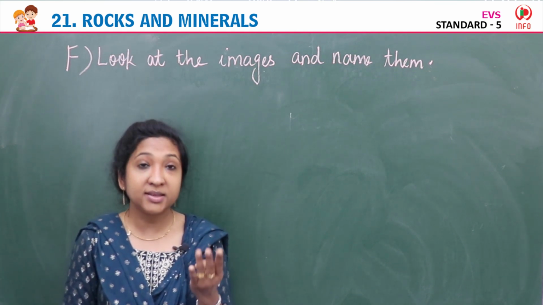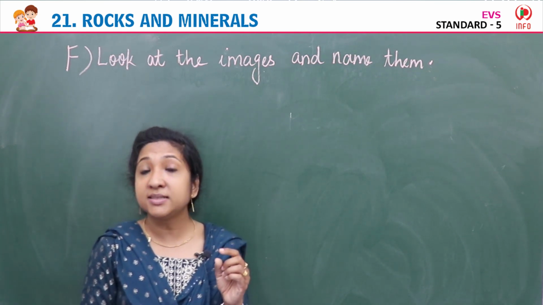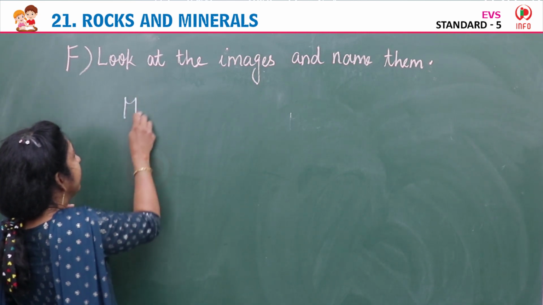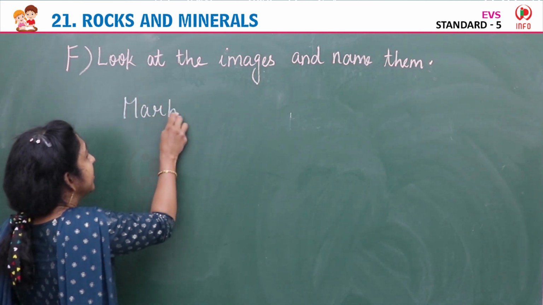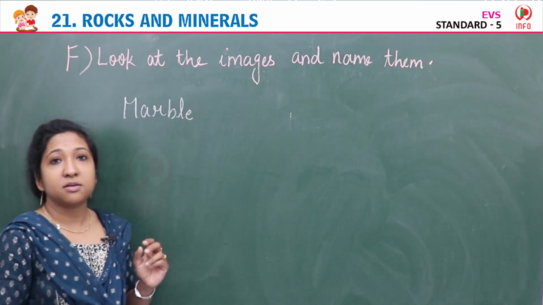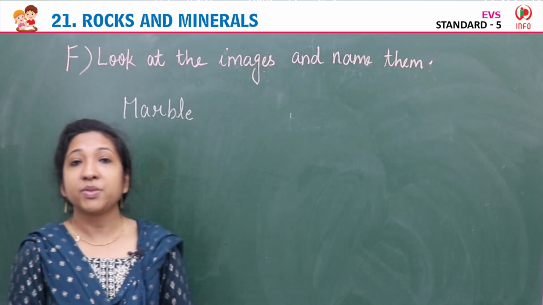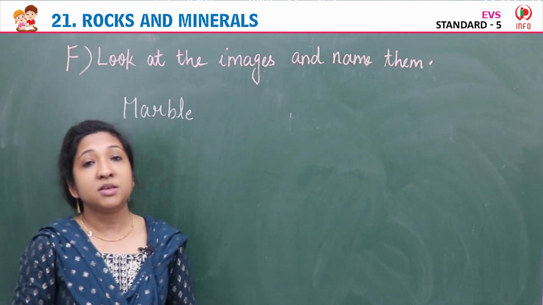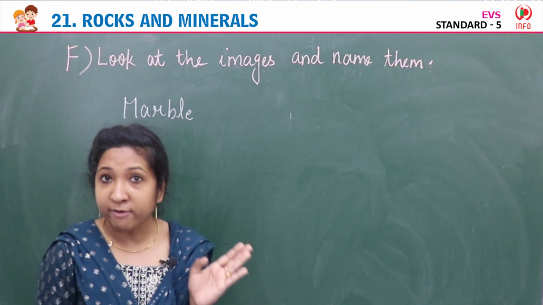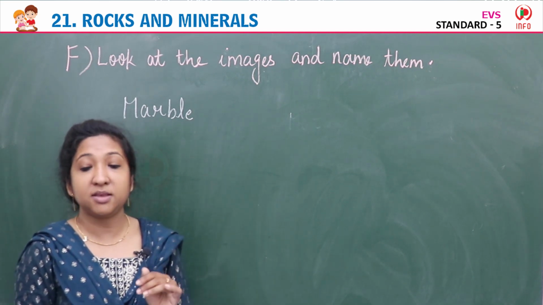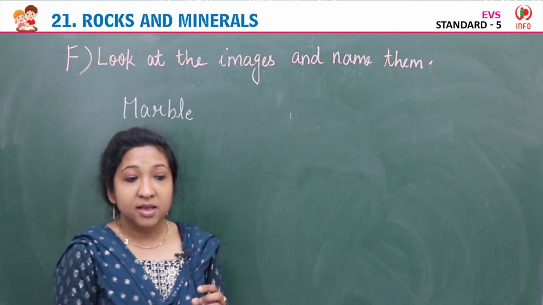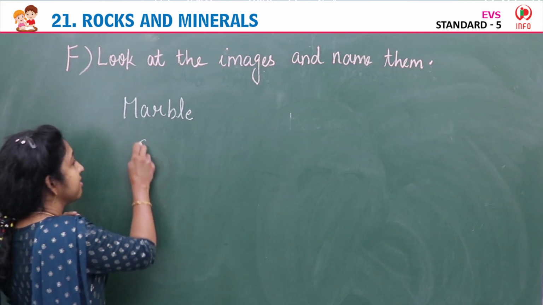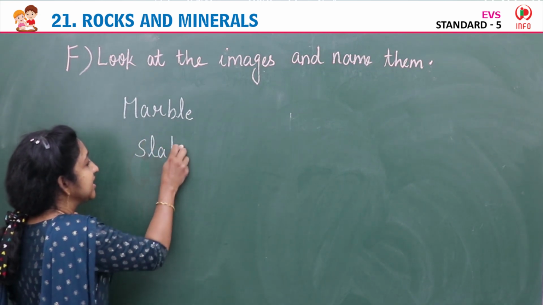Yes. What is it? Yes, it is marble. The first image is of marble, M-A-R-B-L-E, marble. Then coming to the second image, see the second image here. You have to name what it is. Yes, what is it? It is slate. See the color? Yes, slate, S-L-A-T-E, slate.